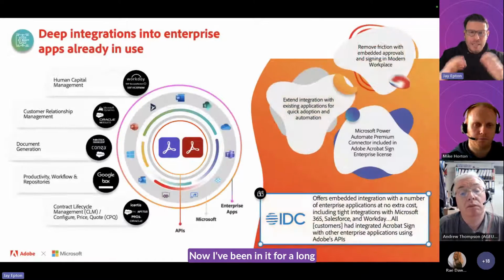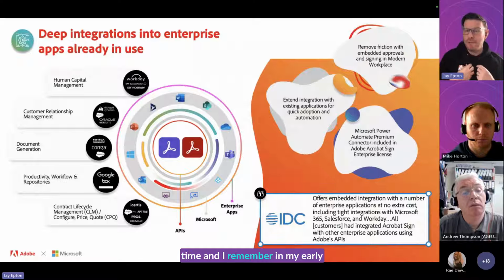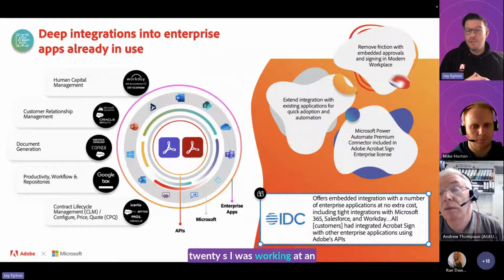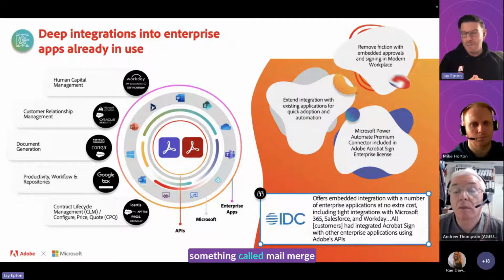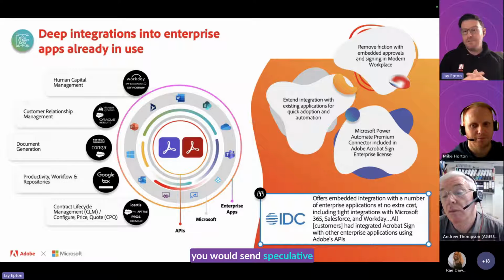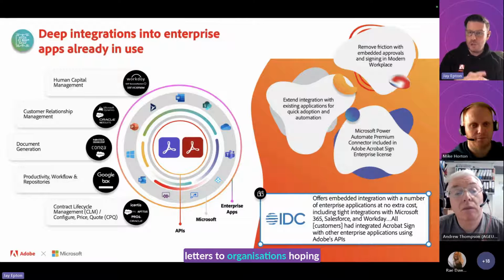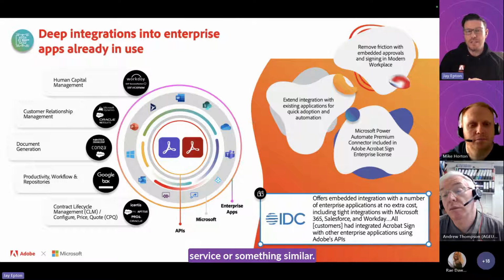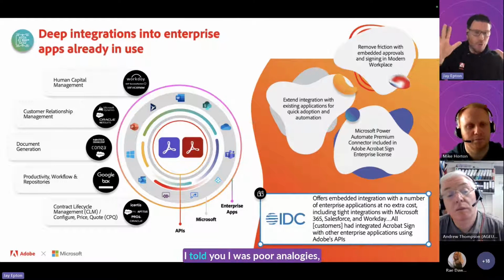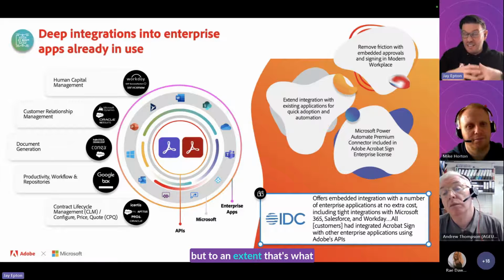Now, I've been in IT for a long time, and I remember in my early 20s, I was working at an organization and we used to use something called mail merge quite often. And this is where you would send speculative letters to organizations hoping to sell them a product or a service or something similar. And again, I told you I was poor at analogies, but to an extent, that's what this slide is describing.